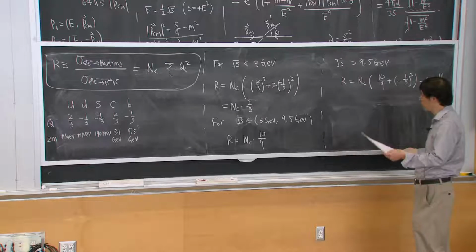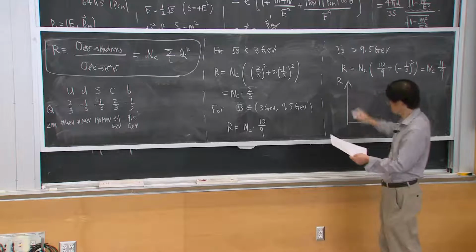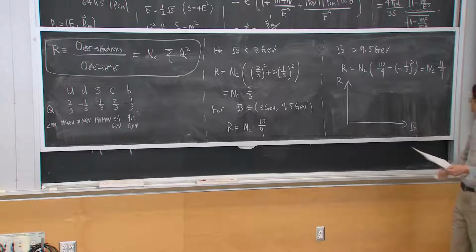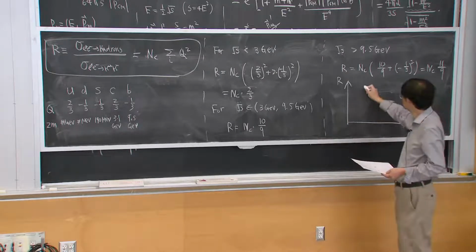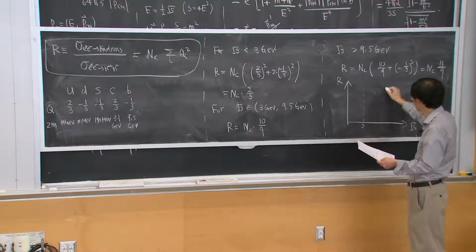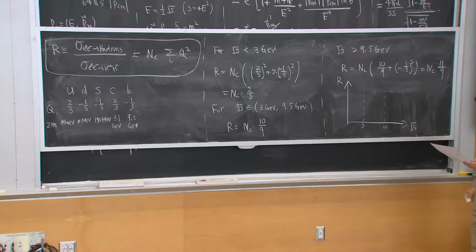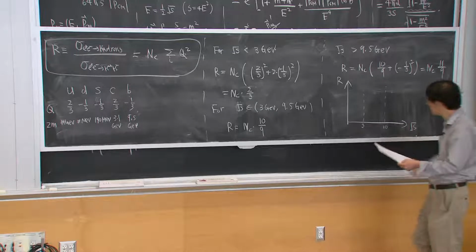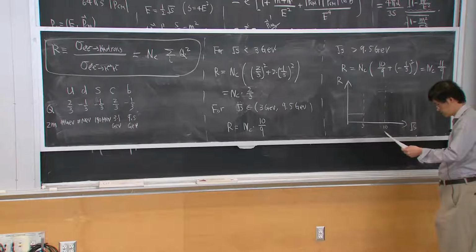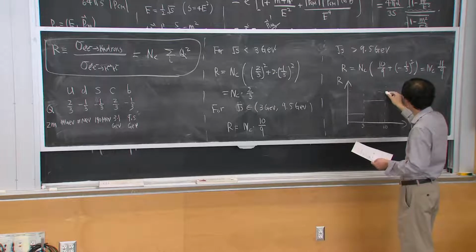Okay. So now if you plot R as a function of square root S, as measured by experiment, you should see a threshold at 3, another threshold around 10, yeah, 9.5, say around 10. And then you see something like this. I'm just drawing roughly. You create something, and then you have another threshold, and then you have another threshold.